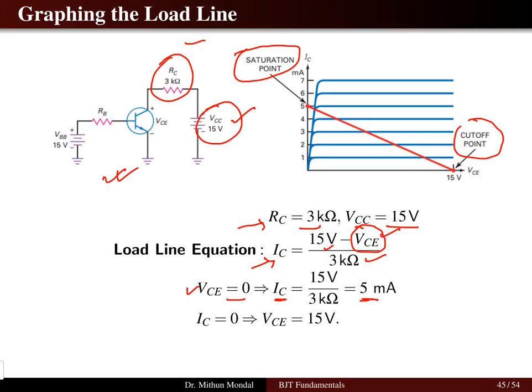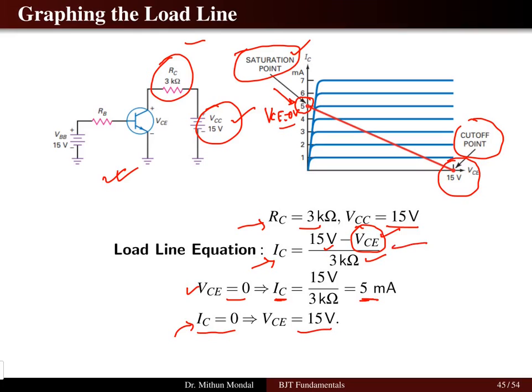It means that if we take this point where the collector to emitter voltage is basically 0 volt, then the collector current is coming to be 5 ampere. That is the saturation point. On the other hand, if we take the collector current to be 0, that is this point where the collector to emitter voltage is coming to be 15 volt.